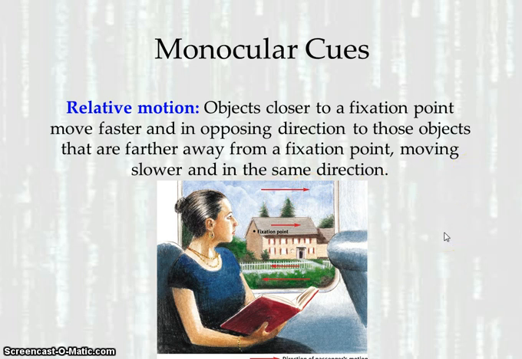The next time you are a passenger in a car, focus on something, have a fixation point, and notice that everything that is closer to you than that fixation point is moving backwards, and everything that is beyond the fixation point appears to be moving with you.